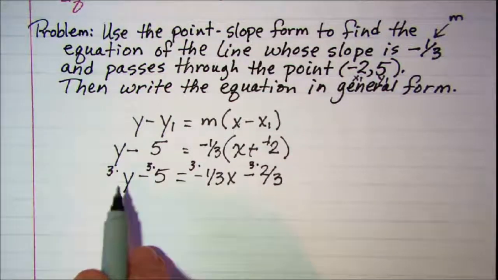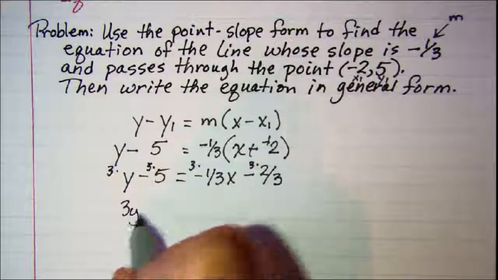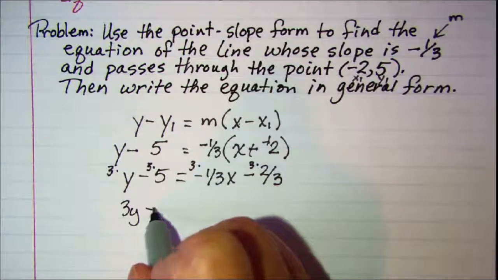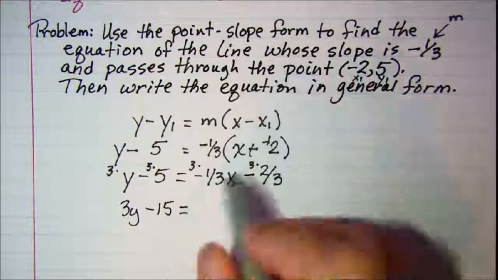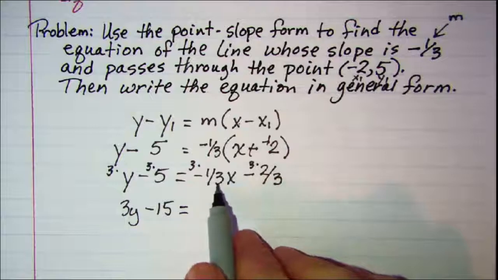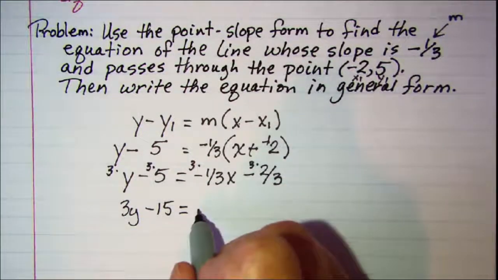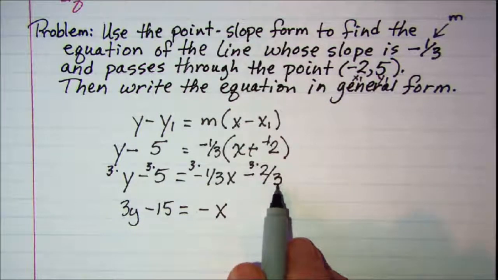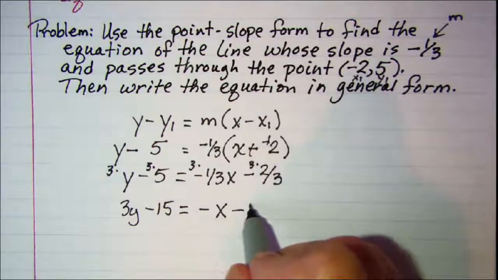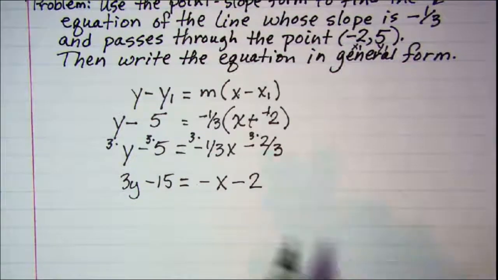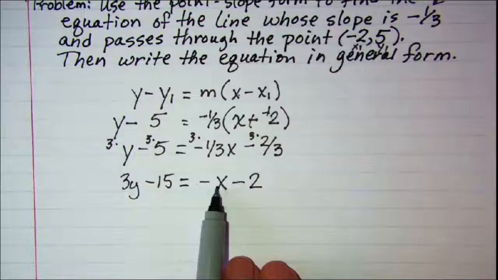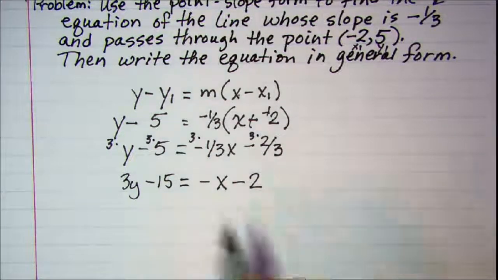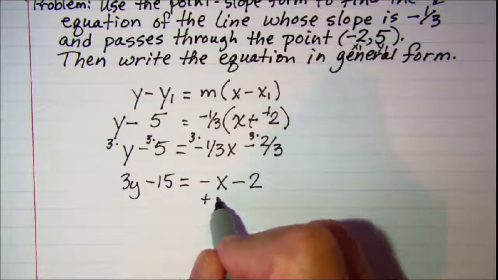So I now have 3y minus 15 equals, the 3 cancels with this one in the denominator, and I have just a -x, and this 3 cancels with the 3 in the denominator, and then -2. Right? For general form, I want everything on one side with the x coefficient positive, so I'm going to move these terms to the left.